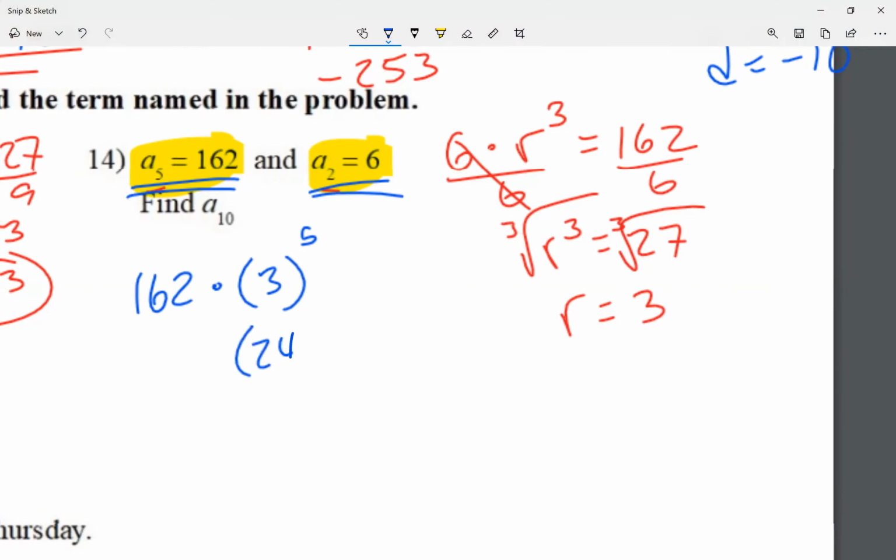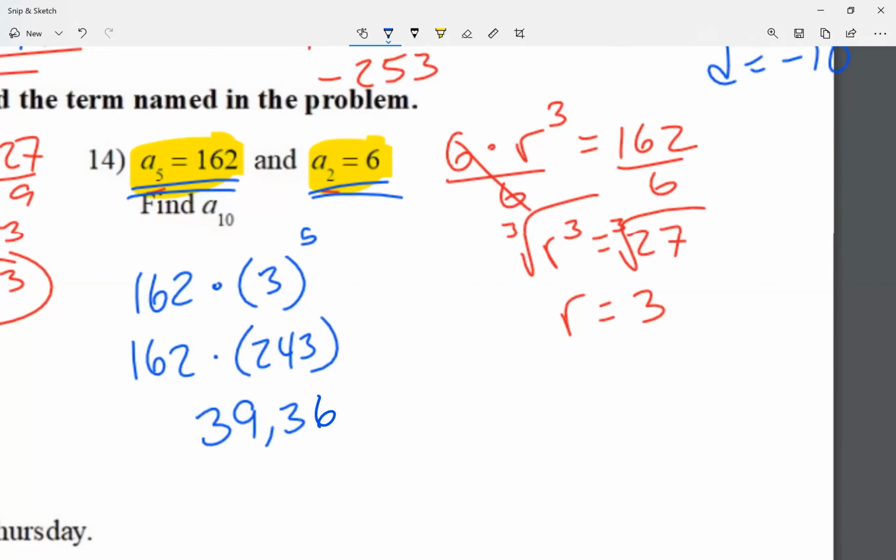So let me do 162 times 243. Use a calculator if you need to. I end up getting 39,366. Beautiful.